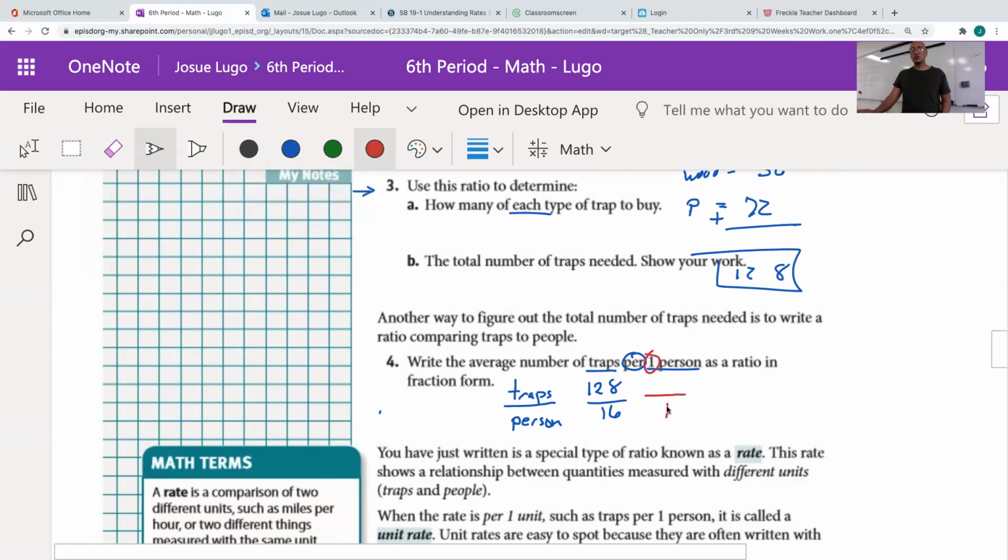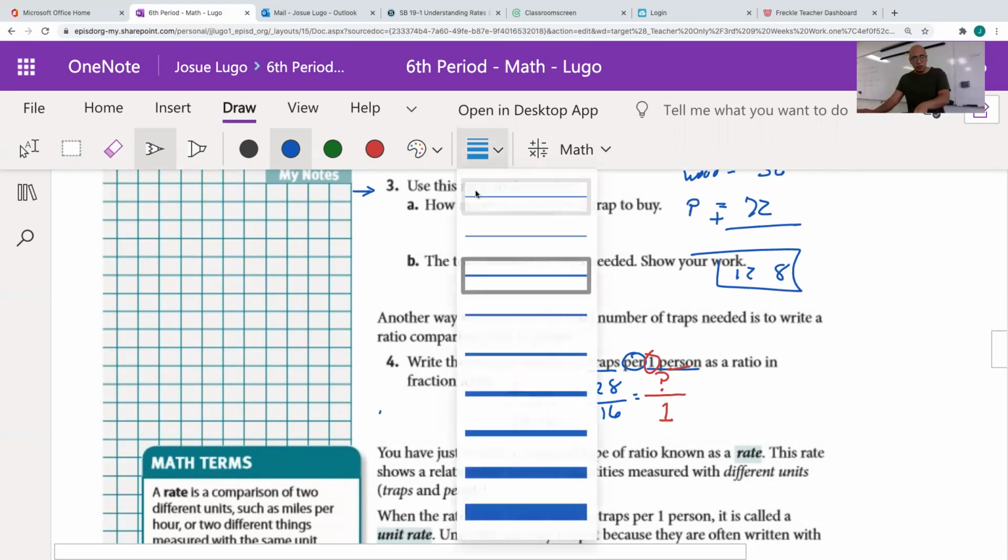But we want to figure out the number of traps per one person. That's our unit rate. So I'm going to put the 1 on the denominator because it's one person. Persons go in the denominator, and we're trying to figure out the number of traps that each person's going to have. Here is where we get to see why unit rates are so awesome and easy to use. This is an equivalent fraction. How can I get from 16 to 1? I love working with the number 1 because anytime you want to make something like this 16 into a number 1, all you have to do is divide by itself.